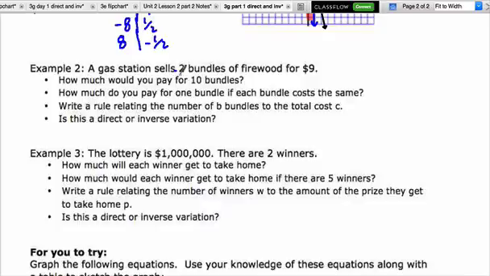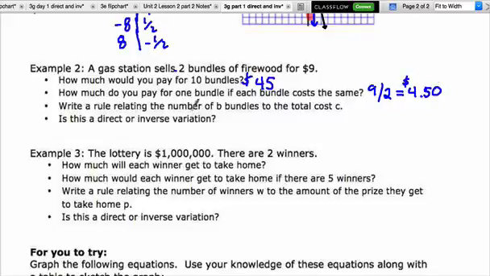All right, so how much would you pay for 10 bundles? Well, you could think of this a couple ways. You could first find out what one bundle is, or you go, okay, well, 2 into 10 goes 5 times. So I have 5 groups of 2, so 5 times 9 is 45. Then on this next one, it says, how much do you pay for one bundle? Each costs the same, so that means I'm going to take my 9 and divide it by 2, and I get $4.50.